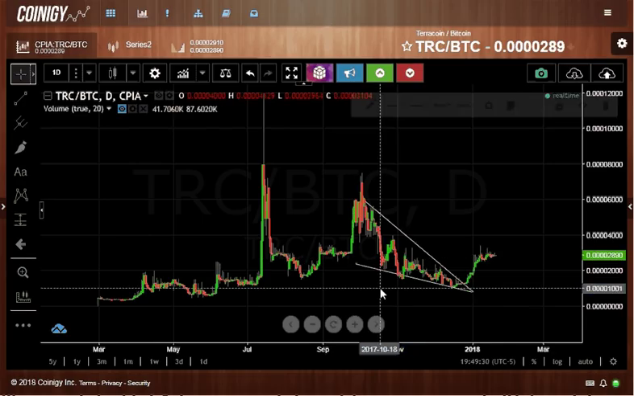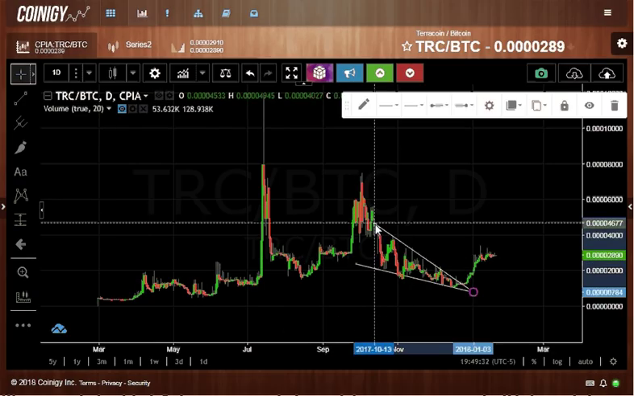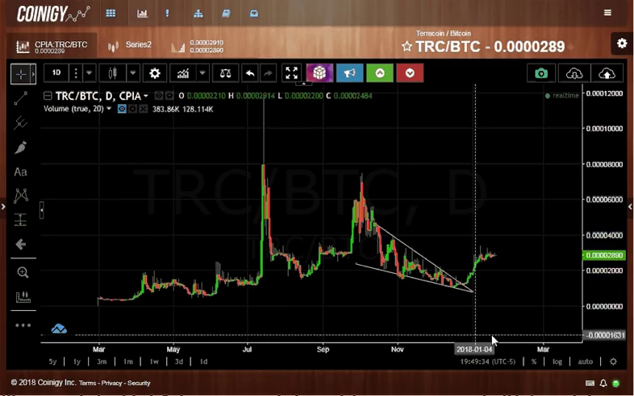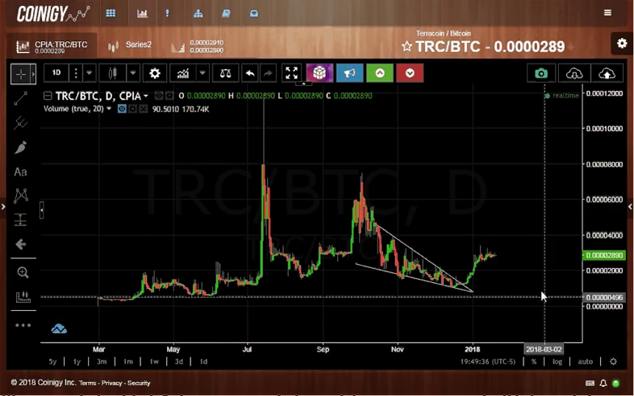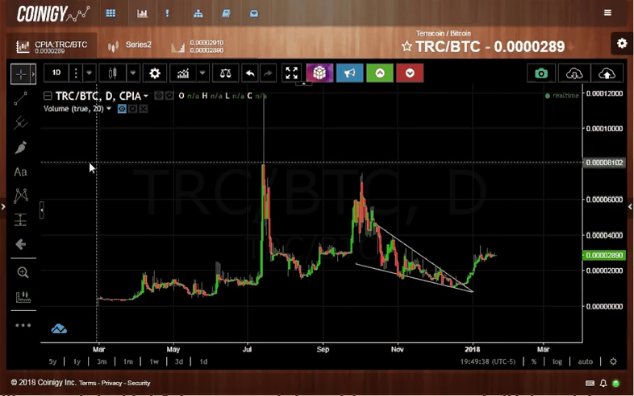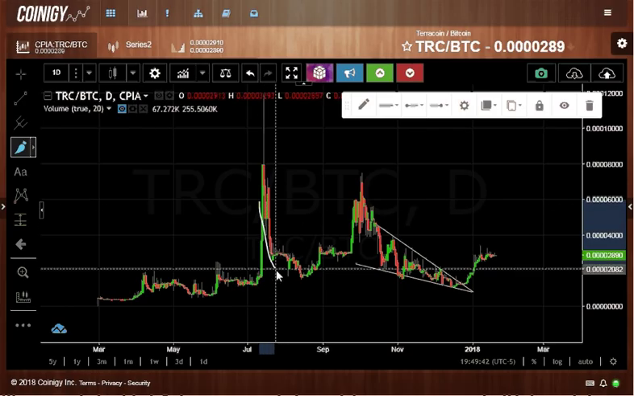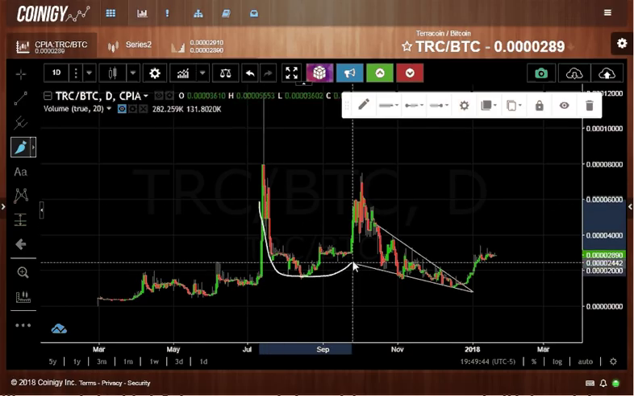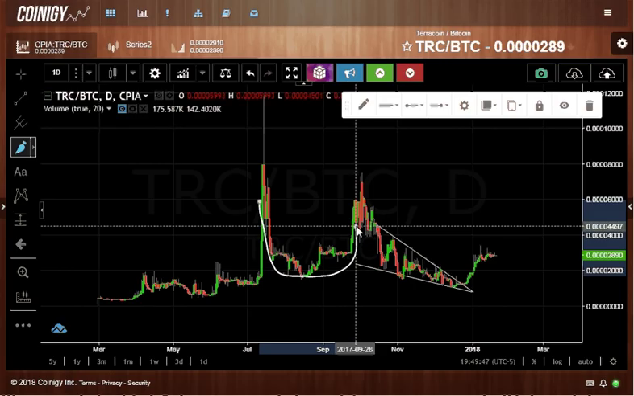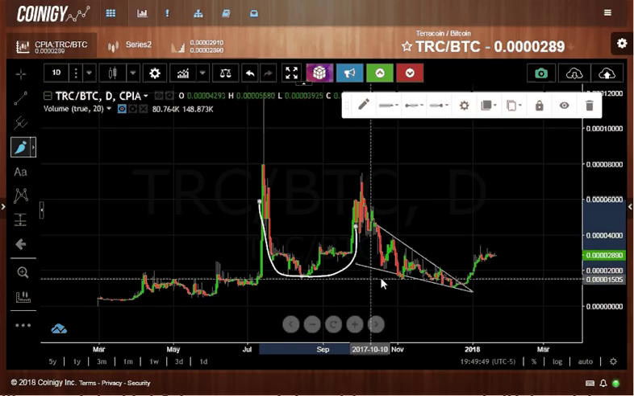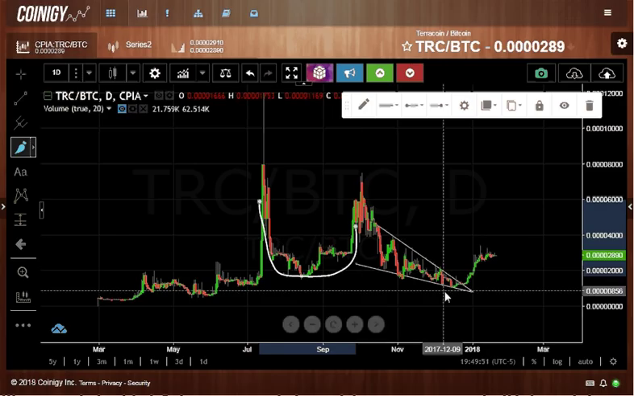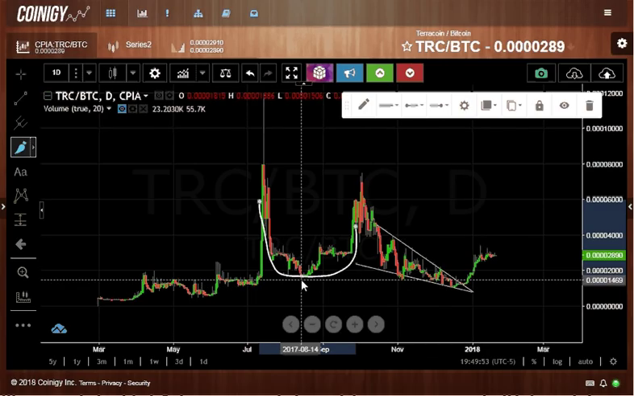So here's a downward pointing symmetrical triangle that we can label out. Carve out the outlines of a cup. Although this is not exactly a cup and handle because the handle goes below the bottom of the cup.